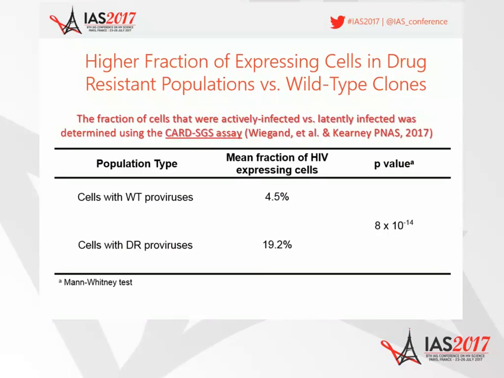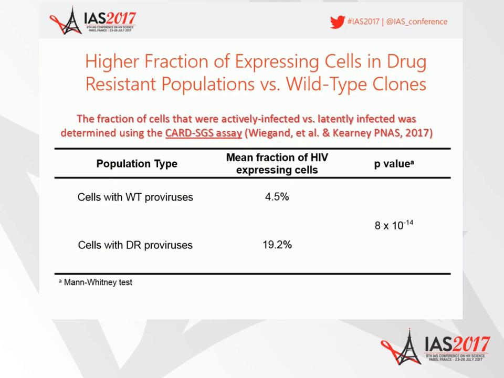I'm going to jump just to the conclusions now, since I have just 5 minutes. I won't get into the methods of how we did this, but the paper on the methods is published. It's called the CARD SGS assay. It was published in PNAS this year. Using this assay, we can look at RNA in single infected cells.